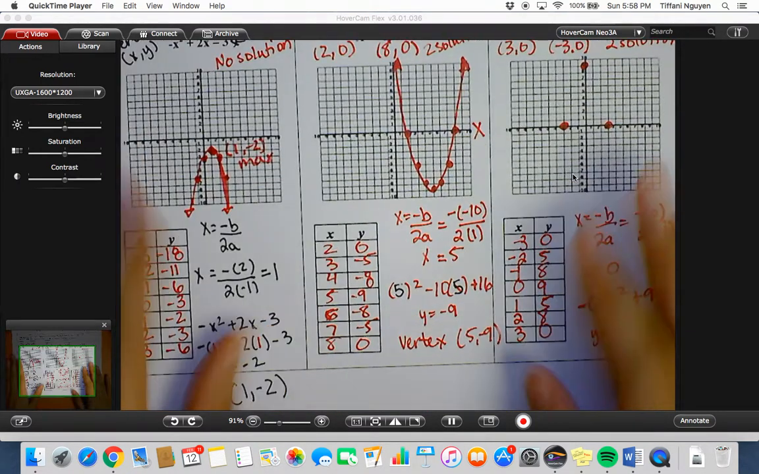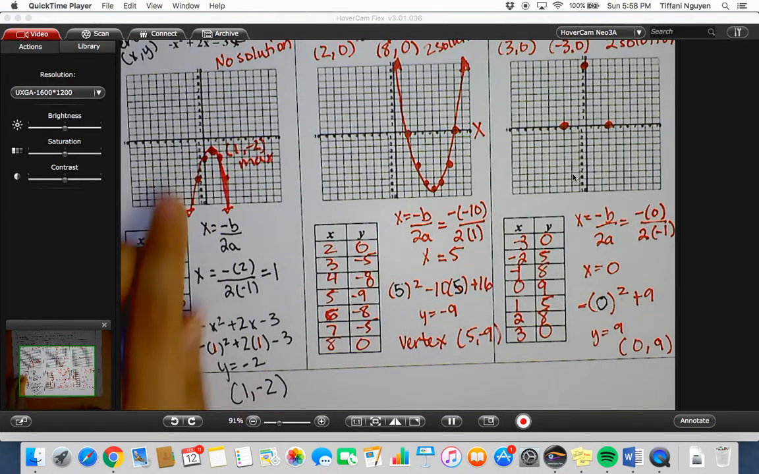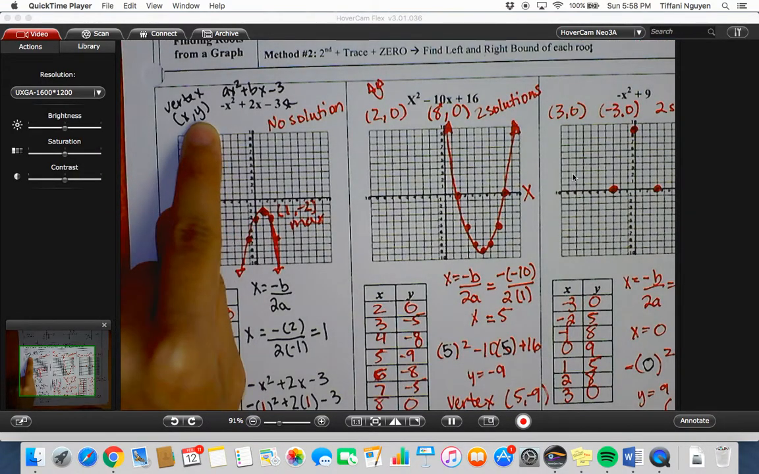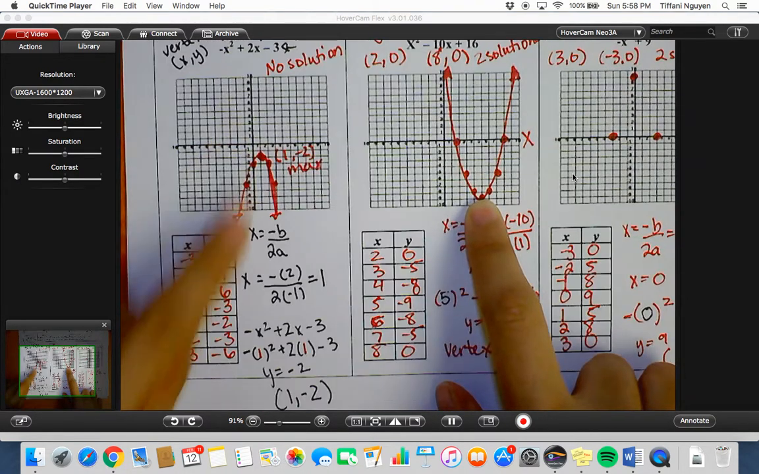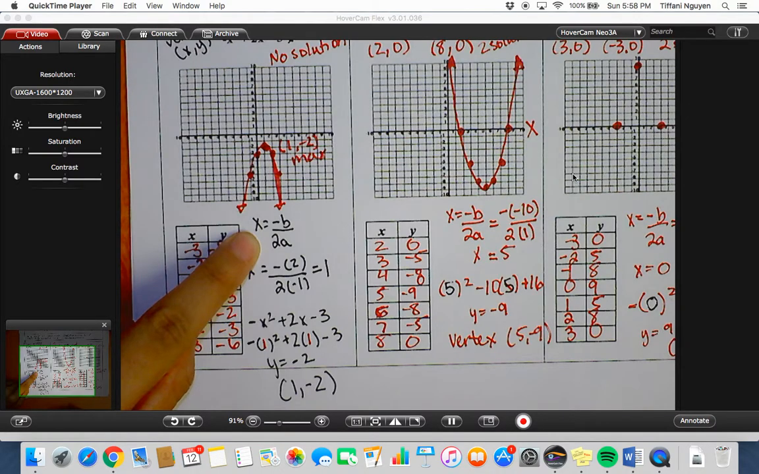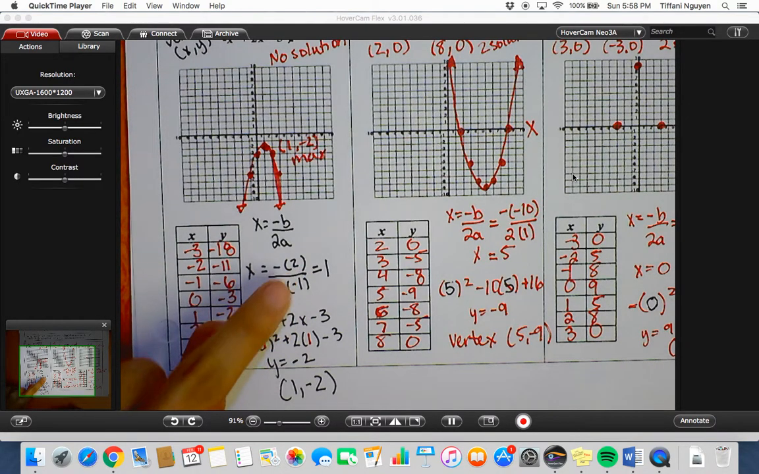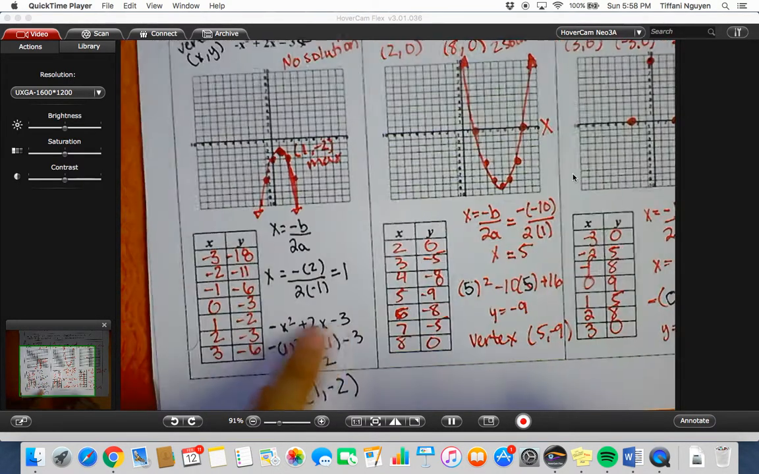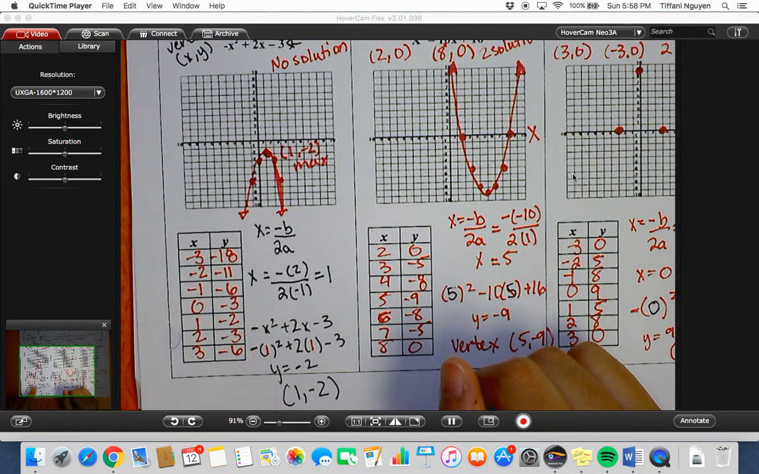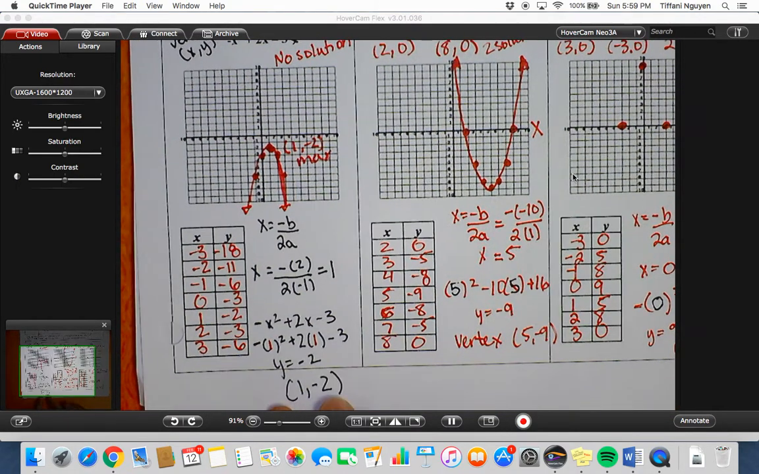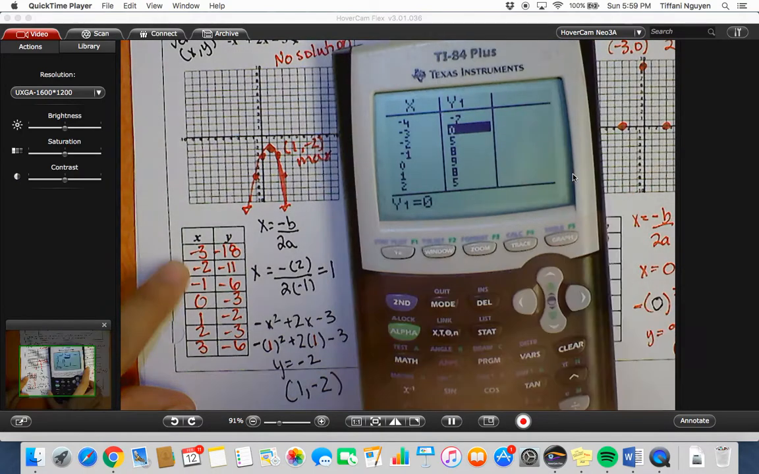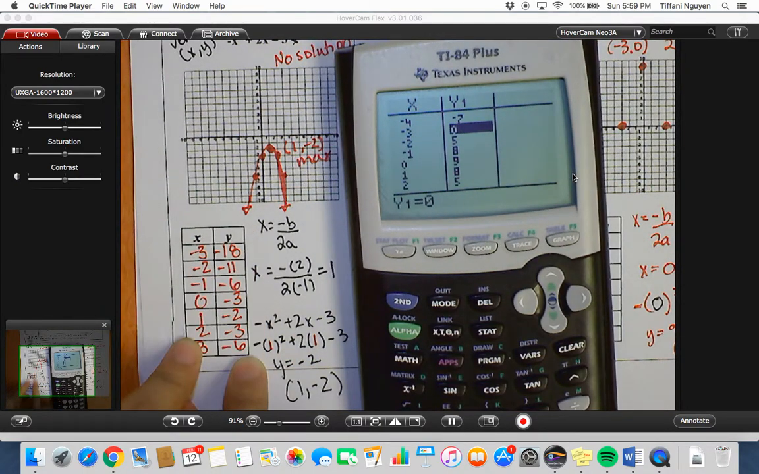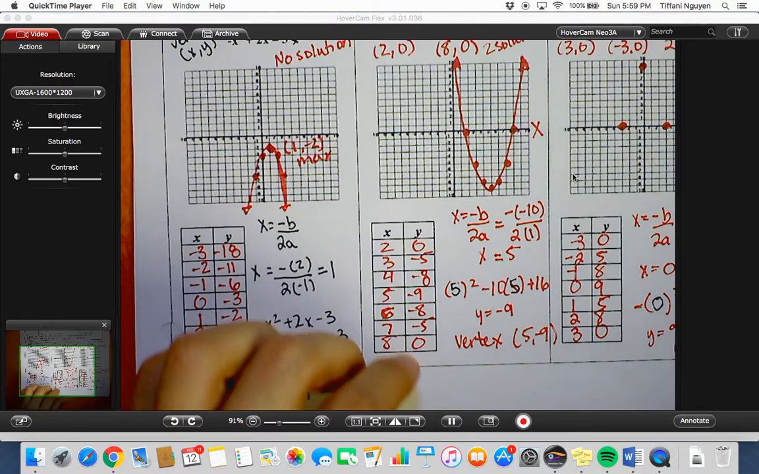To graph it, the easiest thing to do is find your vertex first. Your vertex is your turning point. It's either your maximum or your minimum. To find x, you use this formula. After you find your x value, you plug it back into your formula or your equation, then you get your y value. That's your vertex. You're going to use your calculator to fill out the rest of the table. Then you're going to graph it.